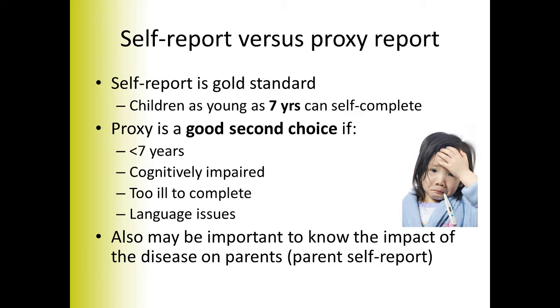But there are situations where you're going to need proxy. For the younger kids, you definitely need it, if the child's cognitively impaired, if they're too ill, or if there are language issues. The last report is called a parent self-report, basically looking at the impact of the disease on parents. So some of the disease groups have a particular parent impact report that we could potentially use.